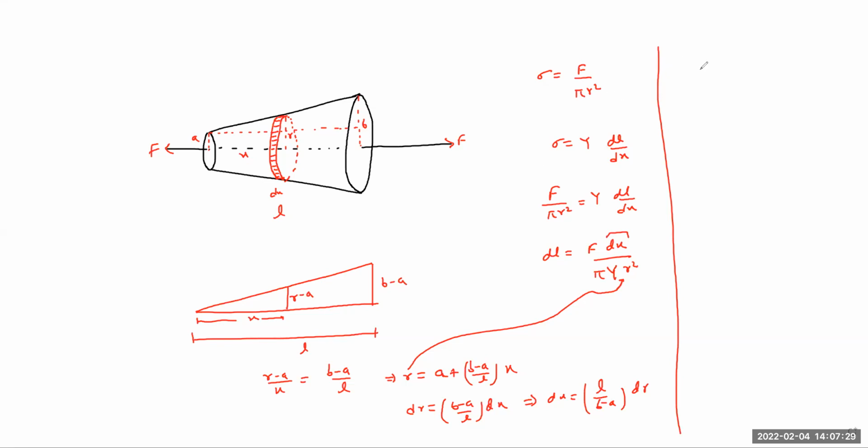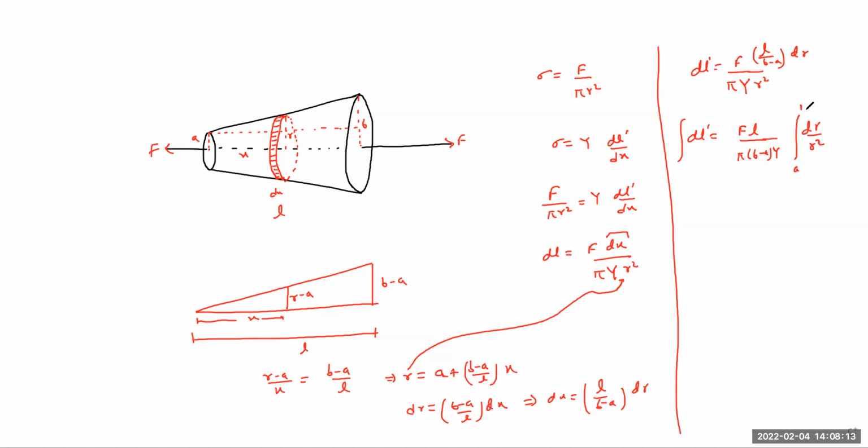So what you can write here is dl equals F upon pi Young's modulus r square, and this is L upon b minus a into dr. Now this is also integrable. So F L, by this, L is not a variable. Unfortunately, the symbols are such. Let's call dl dash just to avoid confusion. So F L by pi (b minus a) Y, and dr by r square. Now this is integrable easily.